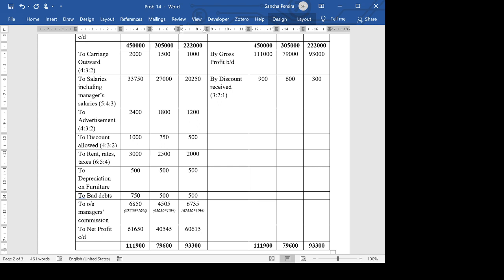Has everyone understood this manager's commission calculation? First we calculate the net profit. Don't write a net profit. On that net profit, you charge 10% for each of the departments and then minus that amount and then calculate that net profit.